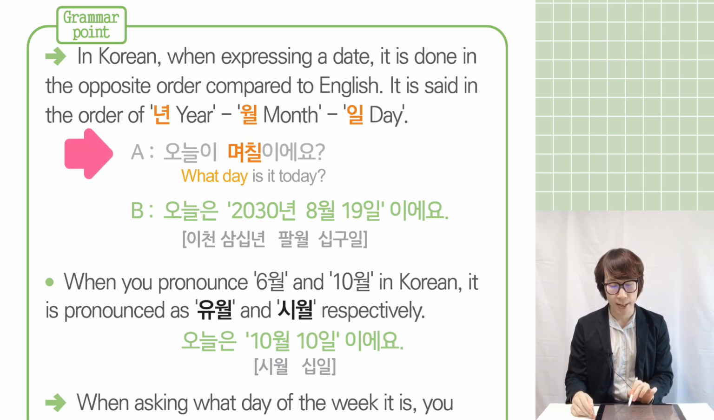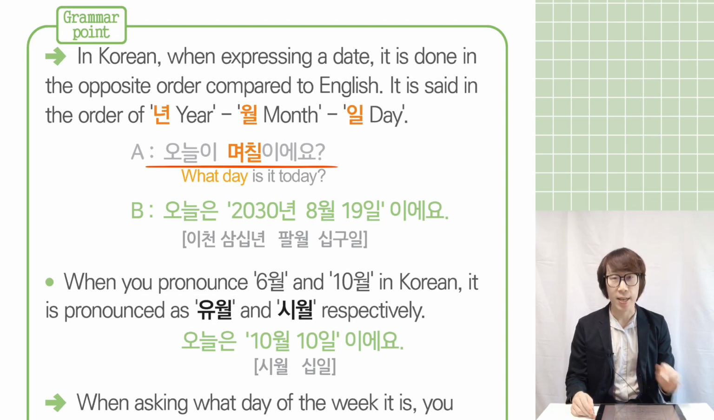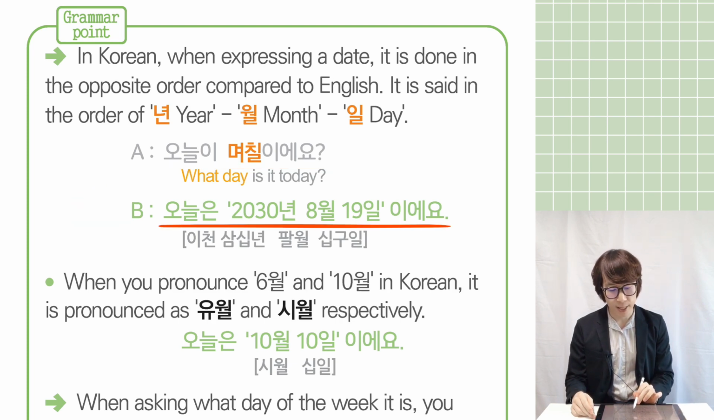Example, you can say 오늘이 며칠이에요? What day is it today? 며칠 means what day. So the answer is 오늘은 2030년 8월 19일이에요. So you see, the 1, 2, 3, 4 number is used with dates.